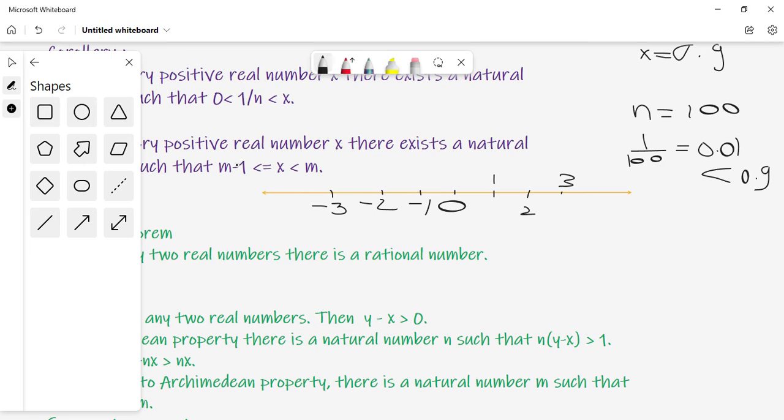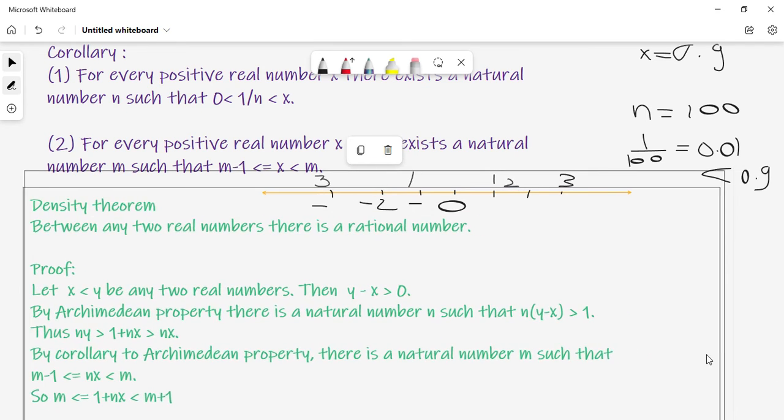What we are saying, for any positive real number x, positive means it will be to the right side of 0. Very naturally, every real number you can plot on this line. So before that real number and after that real number, you will have natural numbers. So your x will always lie between m minus 1 and m. Now if you are handling 2, means you are handling a natural number itself, then it will be equal to x. So it is so simple.